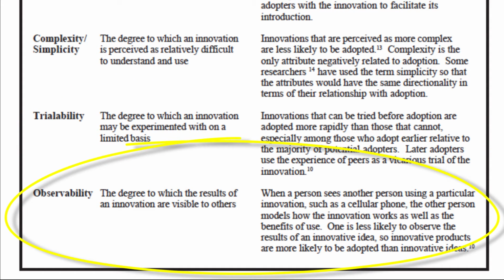Finally is observability. And this is, can you see the results? Sometimes there's an innovation where you just can't see it right away. It takes a long time, or they're not easily seeable. But other innovations, you see them right away. Imagine if you were trying to lose weight, and an innovation that you start seeing results, that you start losing weight, maybe it's a diet or an exercise program or whatever. If you see that right away, you're more likely to adopt it. So if you can see the results, you're more likely to adopt it and keep going with it. But if you can't see the results, then you might be less likely to adopt it.